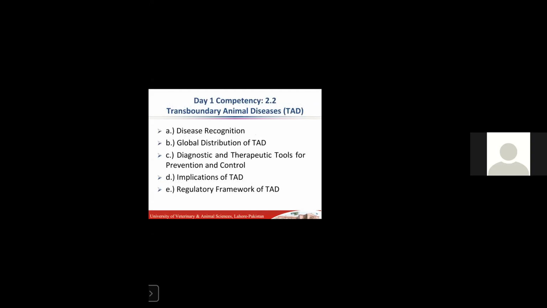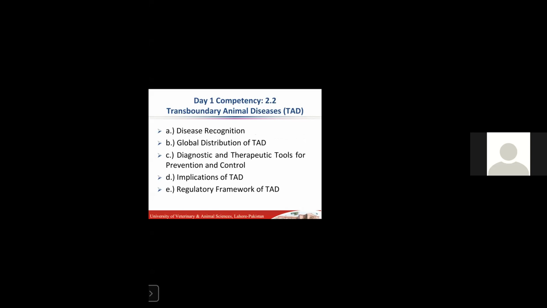And secondly, the transboundary animal diseases. The veterinary graduates must have knowledge of transboundary animal diseases. In transboundary animal disease, the first important thing is disease recognition. Disease recognition means the transmission of the transboundary animal diseases, and he must know which diseases are reportable in his or her country. Which diseases are reportable means notifiable diseases by the OIE.